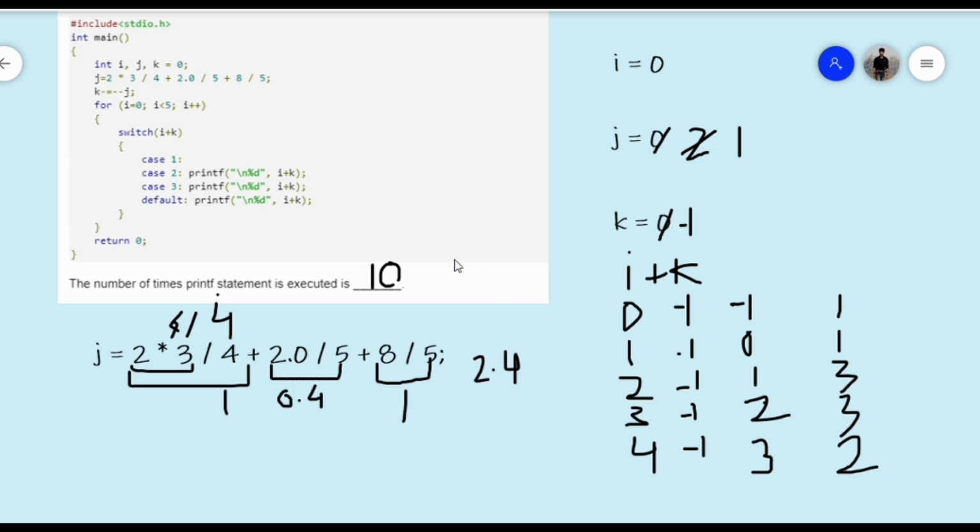So overall 10 times this printf statement will be executed. Whenever i plus k is minus 1, the default case will be executed, so one time. For 0, again the default case will be executed, so again one time. When the value is 1, because we don't have any break statement and case 1 doesn't have any printf statement, it is 3 times. For 2 again 3 times, and for 3, 2 times. So in total 10 times it will be executed. So for our question, the correct answer will be 10. I hope you got the answer. Thank you.